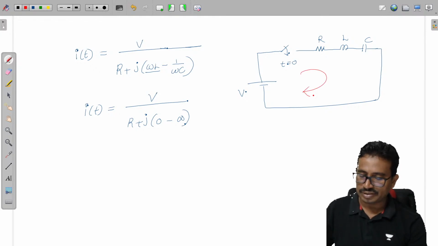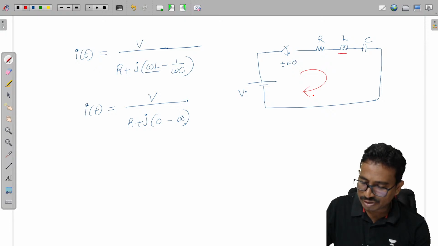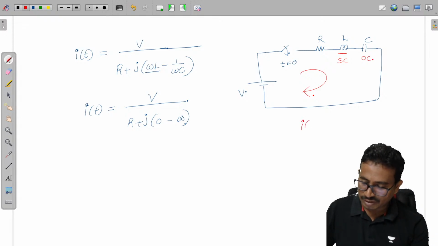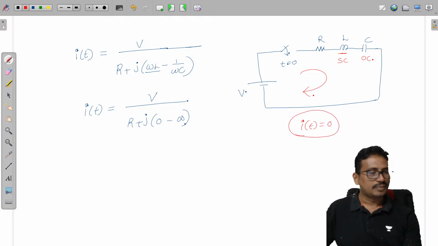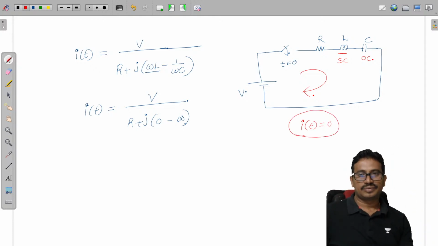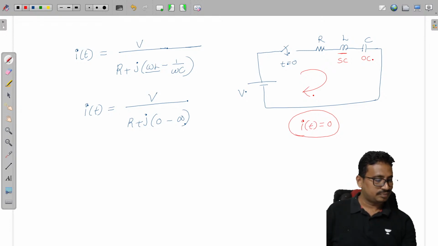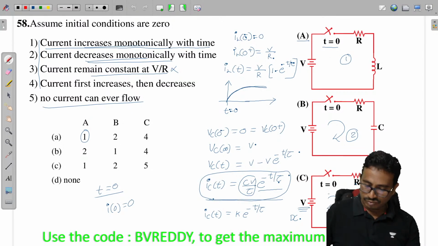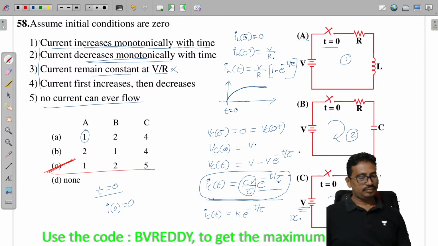The initial values are completely 0. Now tell me, when this is short circuited, this will become open circuit. Then what is the current in the network? You tell me, which is equal to 0. The current in the network is equal to 0, isn't it? So what's the option? You tell me now here. 1, 2, 5. That means option C. Fine. Right.